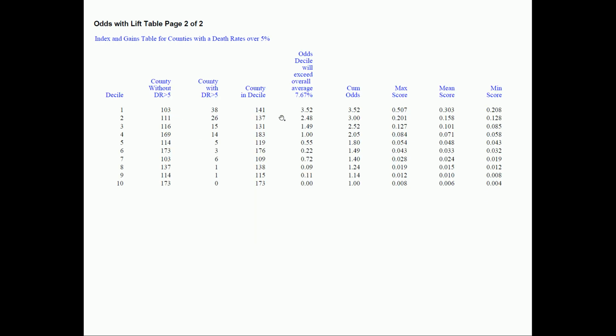Again, I repeat some of the values here, but what's of interest here is the max score, mean score, and min score. So in the highest decile, if you're high on every single variable, I believe this is the case, you have a 51% chance of those counties having a death rate over 5%. So the odds are like 50% you're going to be in a county with a death rate over 5% if you're high in all of the categories. Here's the mean, which we saw before, is about 30%. The minimum is 21% in the highest decile. Of course, it goes down to just about 0 here.